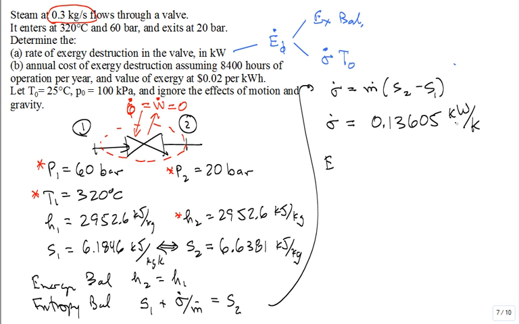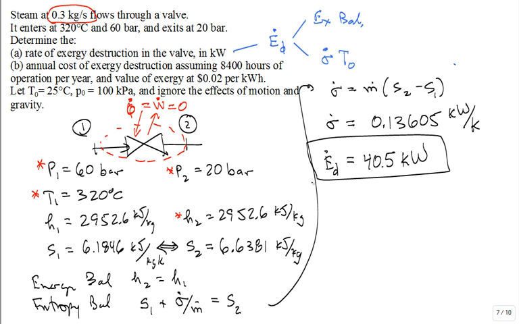Rate of entropy generation. Then you multiply by 298 Kelvin, and what do you get? 40.5 kilowatts. Check out the units. They all work, and that's the correct answer, 40.5 kilowatts. That's the rate at which the potential to do useful work is being destroyed due to the irreversibilities in this valve.